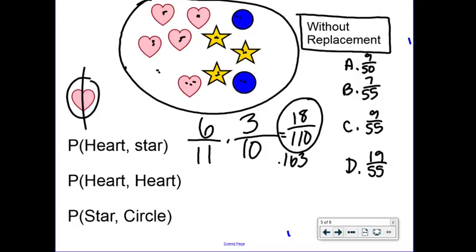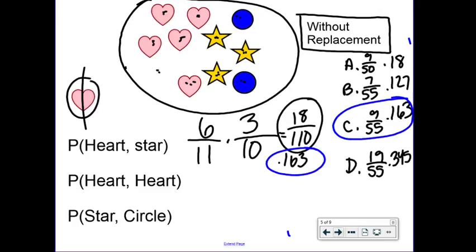What you need to do now is figure out the decimal for each one of these. 9 divided by 50, 0.18. 7 divided by 55, 0.127. 9 divided by 55, 0.163. 19 divided by 55, 0.345. Now it's very easy to see this decimal matches up with C. So if you didn't know how to simplify and you got stuck, find the decimal for each. When they match up, you know that C is the correct answer.